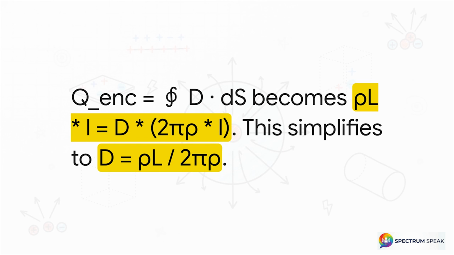And now for the magic. Steps 3 and 4. First, let's look at the right side of the equation, Q enclosed. Well, that's just the charge per unit length, ρ_L, multiplied by the length of our cylinder, L. Easy. Now for the left side.